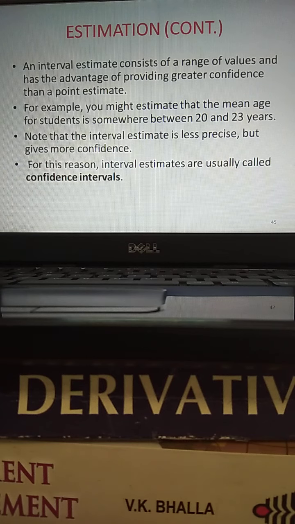For example, you might estimate that the mean age for students is somewhere between 20 and 23 years. So here in interval estimation, we are providing the lower value and higher value. Note that the interval estimate is less precise but gives more confidence. That's what I told you. So if you have to prefer interval or point, always go for interval.